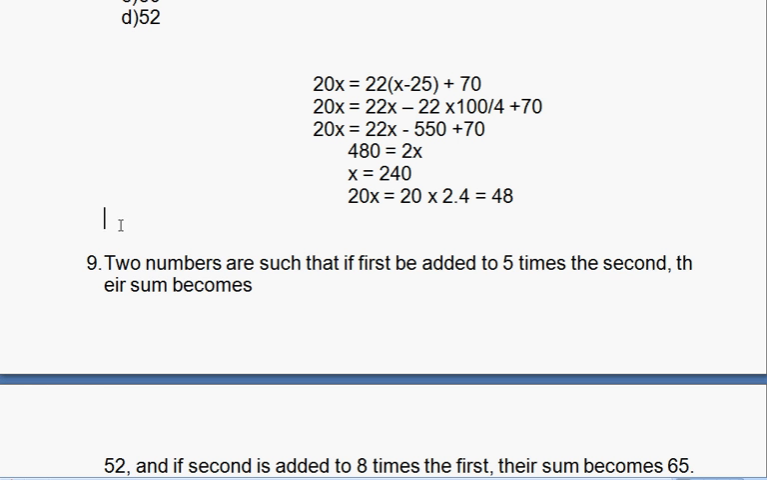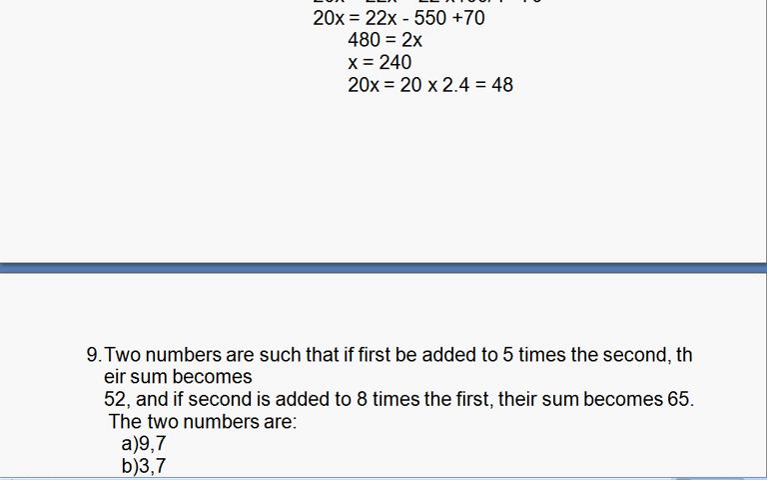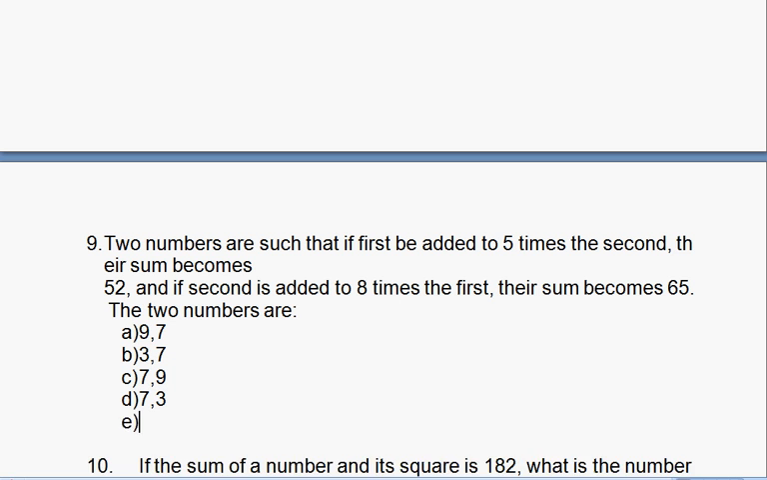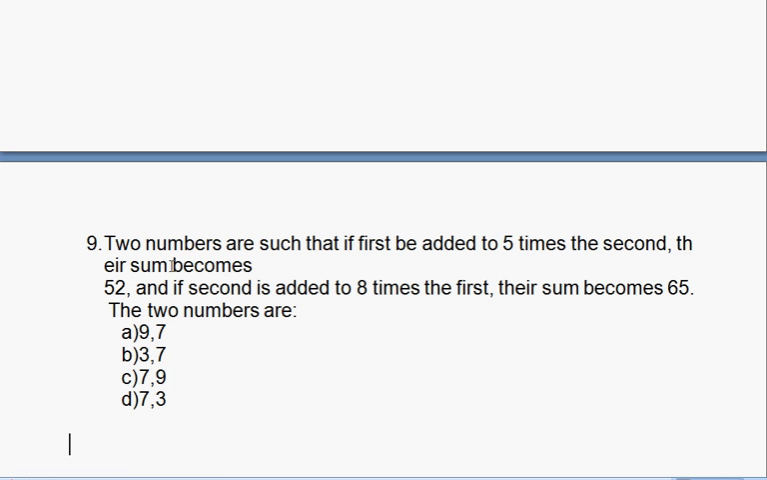Let's go to the next question, which says two numbers are such that if the first is added to 5 times the second, their sum becomes 52, and if the second is added to 8 times the first, their sum becomes 65. The two numbers are, we can make equations, and the equations would be very simple, but we would go by options. So if the first is added to 5 times the second, it becomes 52. Let's go by the first option.